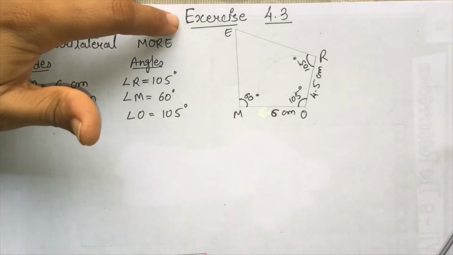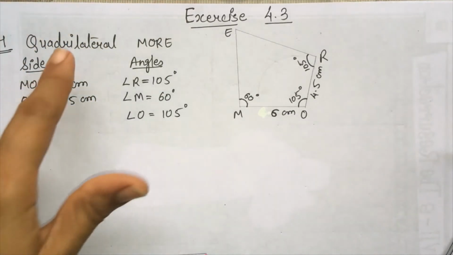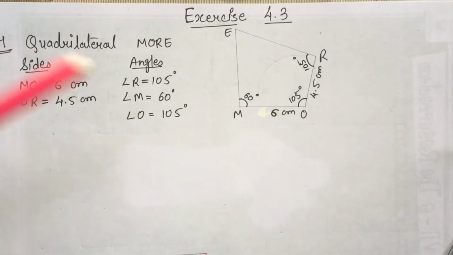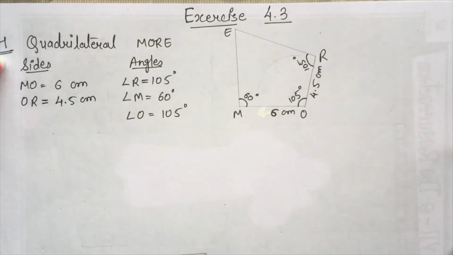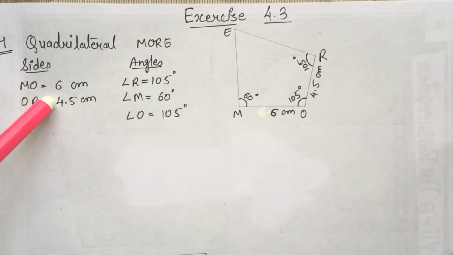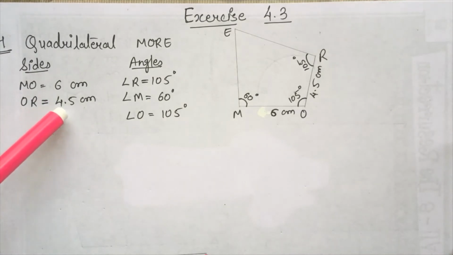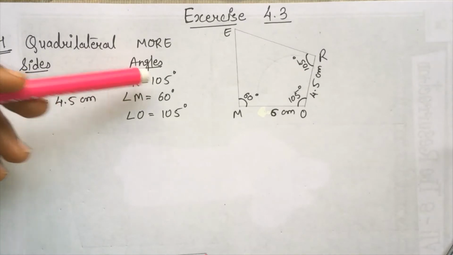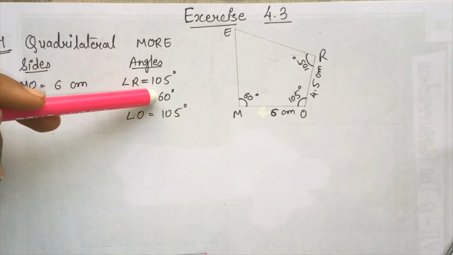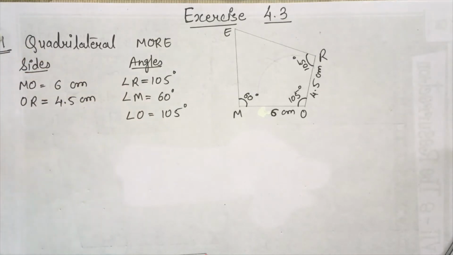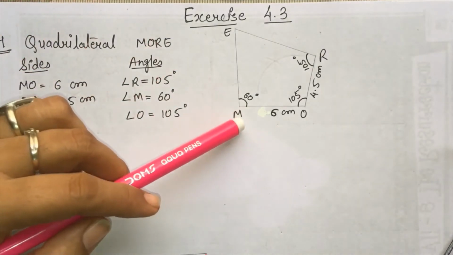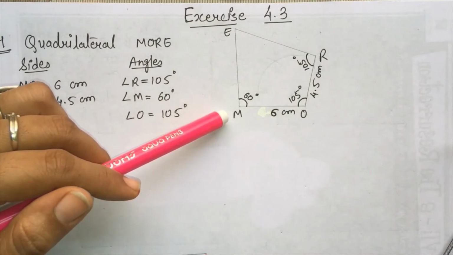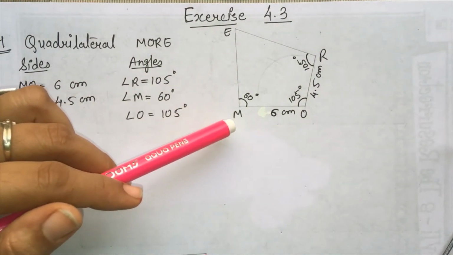Let's start exercise 4.3, where we have to construct a quadrilateral MORE. This is the first question, where we are given sides MO is equal to 6 cm, OR is equal to 4.5 cm, and three angles we are given are R is equal to 105 degree, M is equal to 60 degree, and O is also 105 degree. So this is the rough diagram I have done for the quadrilateral MORE.